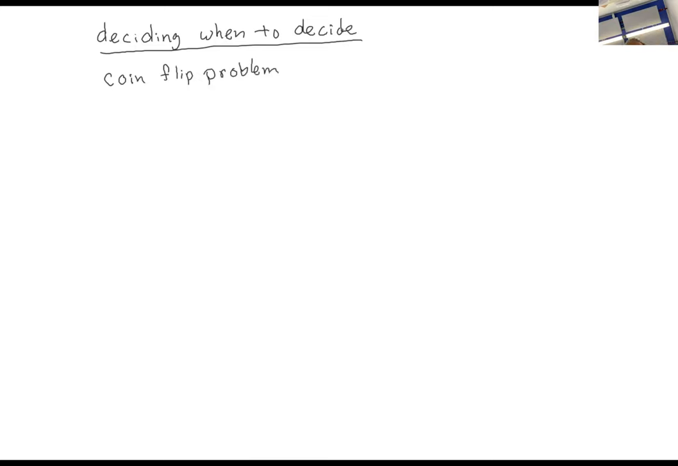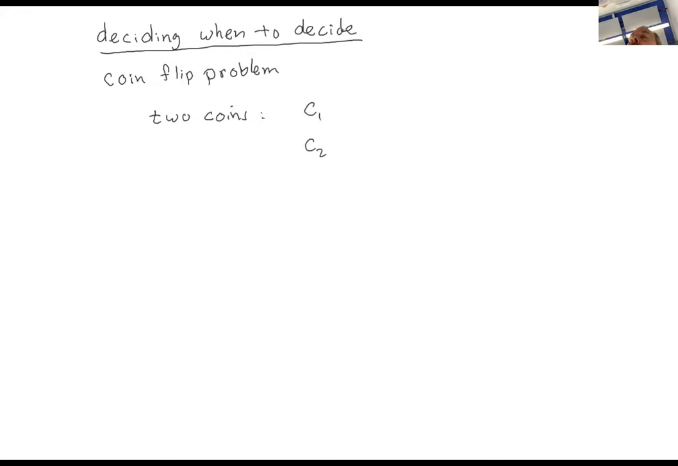And by the way, the reason we chose this problem is, one, it's one of the most understandable RL problems, and it's something that animals face all the time. I'll give you a couple of examples in a second, but I'll start with the coin flip problem. And the coin flip problem is there are two coins. Coin one and coin two.